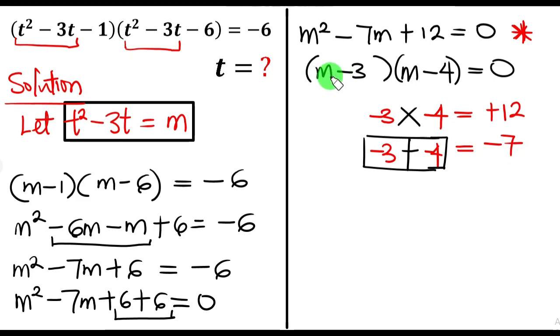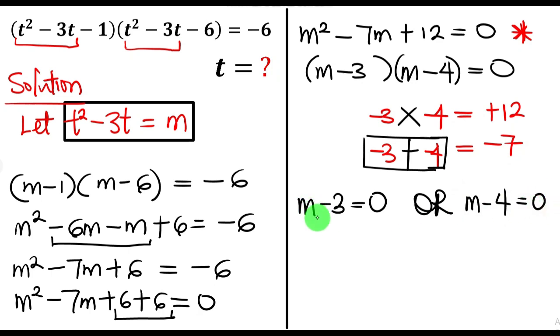Therefore, from this point, if two things are multiplied together like this and the answer is 0, it means one of them is 0. So I'm going to say m − 3 = 0, or m − 4 = 0. If that is it, it means that m = 3. If I transfer the 3 to the right hand side, then m = 4. At this point, this is not the final answer. If you can remember from the beginning, we set t² − 3t equal to m.